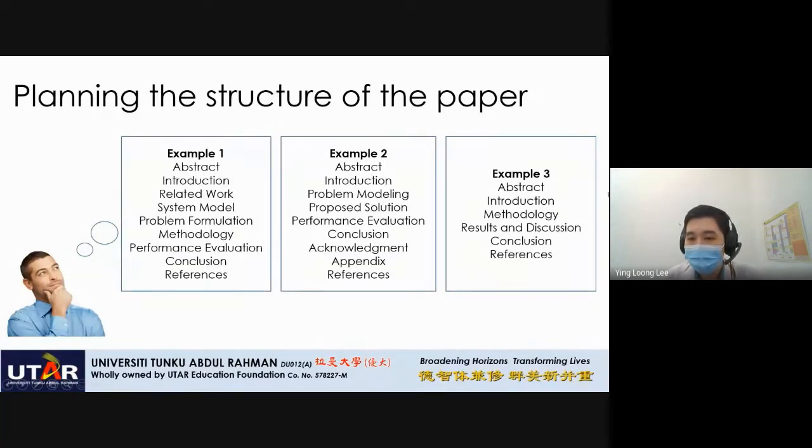Example 3, we have abstract, we have introduction, we have methodology, result and discussion. This kind of structure, right? Maybe not on problem solving, but more on analysis, or they want to introduce some new algorithm, okay? Some new analysis method, right?